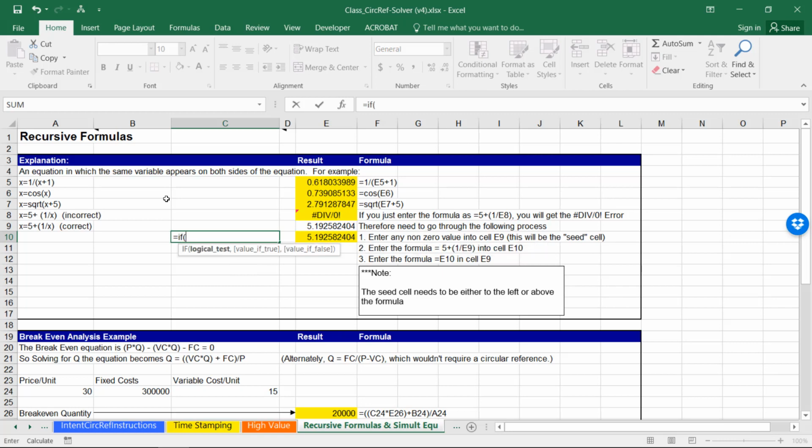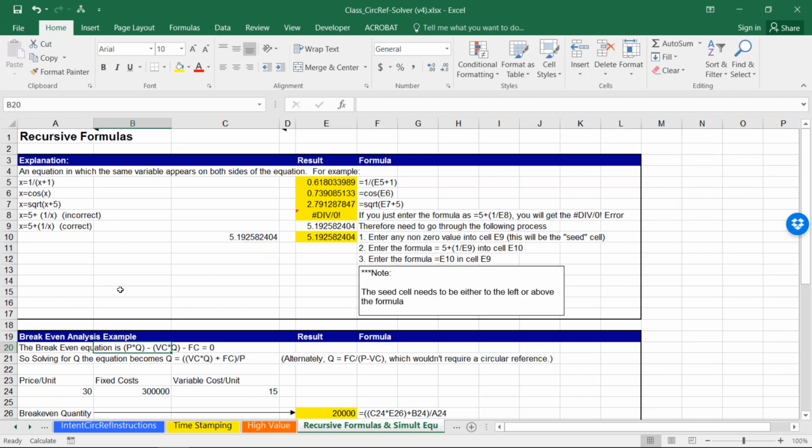We can solve this in one cell by using an if formula. Let me come over here and say if the cell I'm in, C10 in this case, equals 0, then put in a seed. We'll say 1. It doesn't matter what it is. Otherwise, put in 5 plus 1 divided by C10. And close off our parens, and we've solved it in one equation.